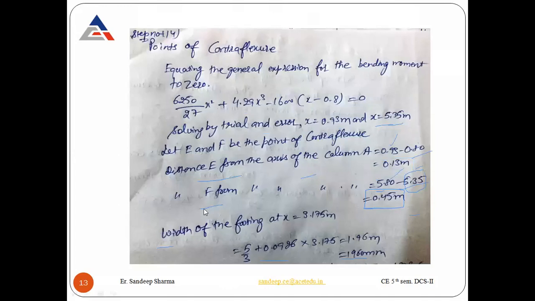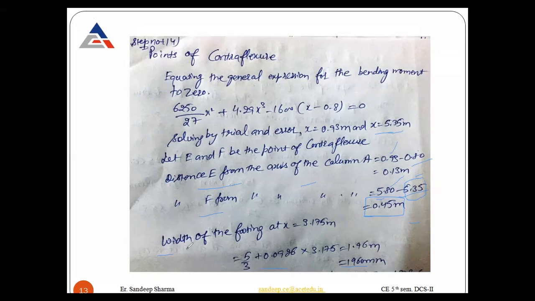So after calculating this distance, you can also calculate the width of the footing. The width of the footing at the x distance from the left edge of the footing, that was 3.175 meter. So after putting this x distance in the B dash equation, the width of the footing up to the x distance, here this is the width that we are getting, 1960 mm, the 1.96 meter.